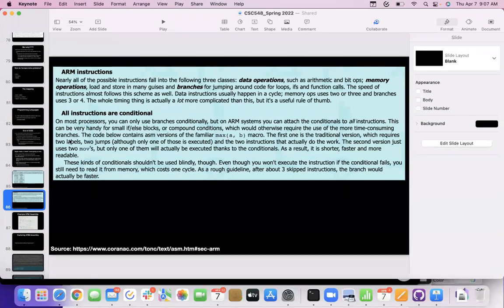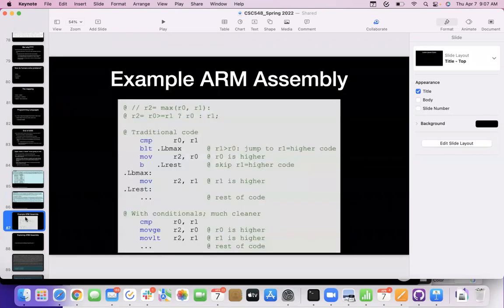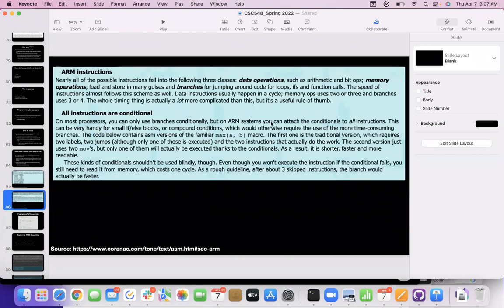Okay, all instructions are conditional. On most processors, you can only use branches conditionally, but on ARM systems, you can attach the conditionals to all instructions. This can be very handy for small if-else blocks. For high-level programming, this would be like an inline if statement, or compound conditions, which would otherwise require the use of more time-consuming branches. So the code below contains, let's see, do we actually get to see the code? Yeah, we do. The code below contains an assembly version of the familiar max function. Taking in two values, A and B, which one's bigger?